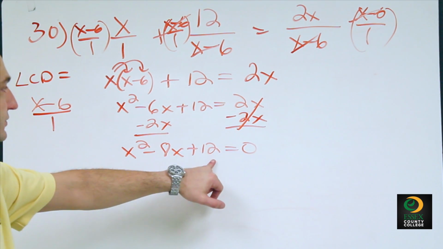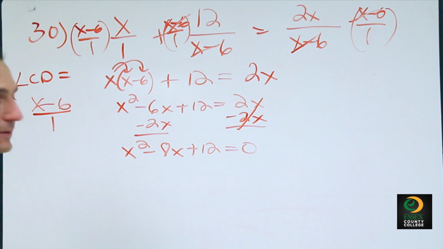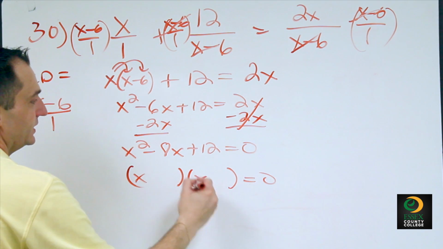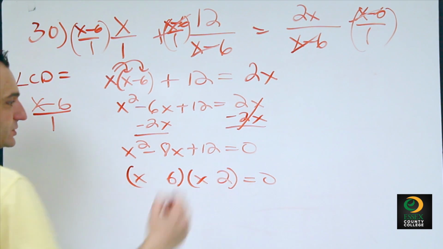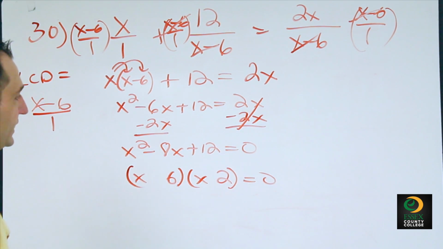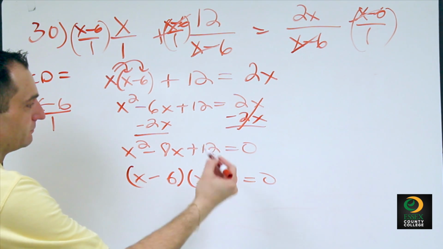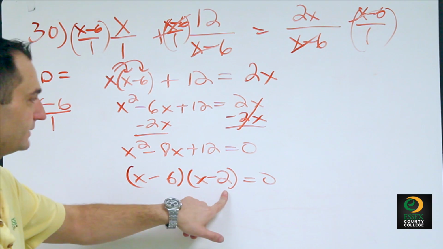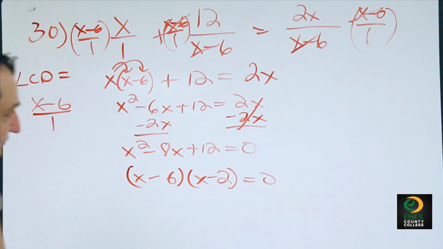Now we're looking for factors of 12 that can make 8. So it's going to be x and x, and then we're going to use 6 and 2. And we want negative 8, so we're going to do negative 6 minus 2, and that's going to give us negative 8. And then negative 6 times negative 2 gives us positive 12.